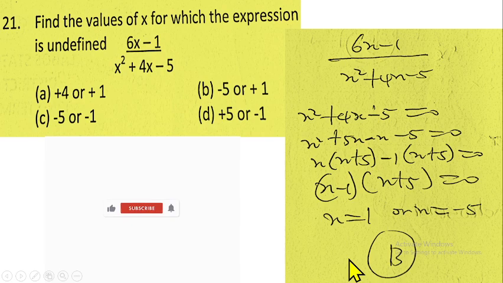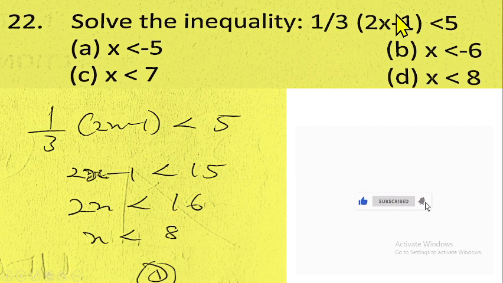Question number 22 is on inequalities. Solve the inequality one over 3 into 2s minus 1 less than 5. We can multiply both sides by 3. So that will give us 2s minus 1 less than 15. Collect like terms: 2s less than 16. Divide both sides by 2, that will give us s less than 8. So therefore option D is the correct option for question number 22.